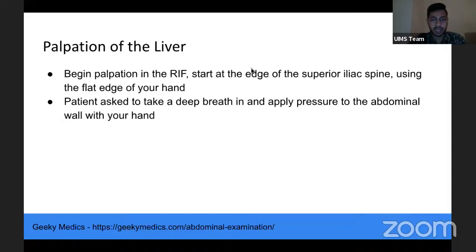Then we ask the patient to take a deep breath in and we apply pressure to the abdominal wall with a hand to try and palpate the liver. If you cannot palpate the liver, you should move your hand 1 centimeter closer to the costal margin.